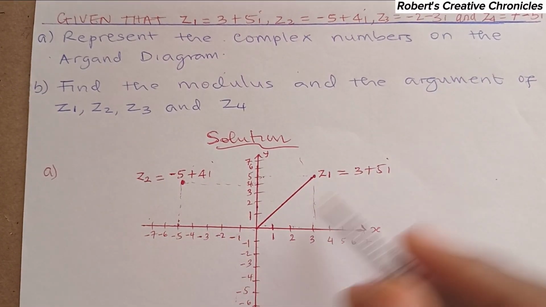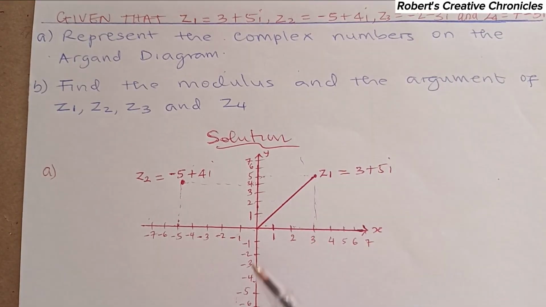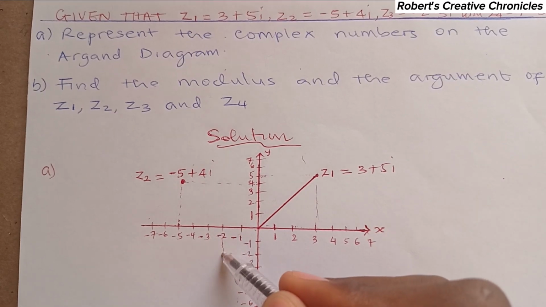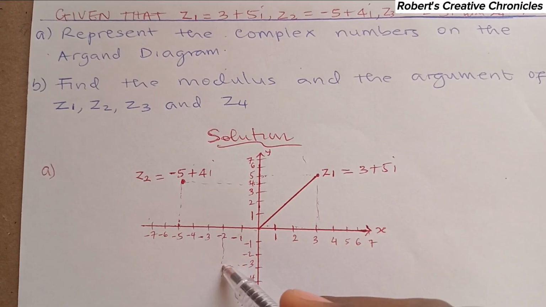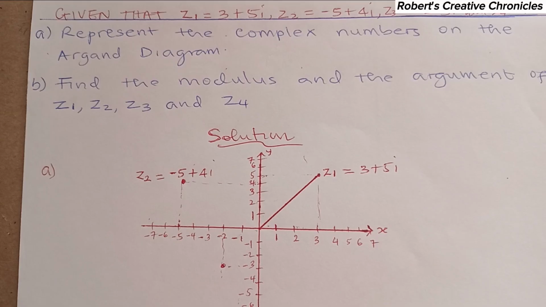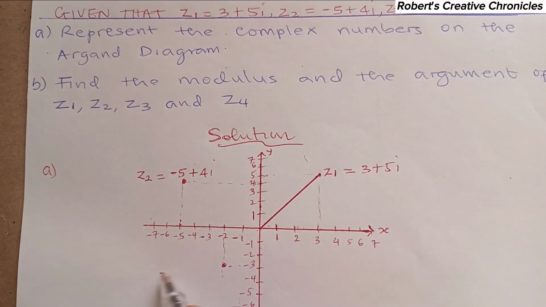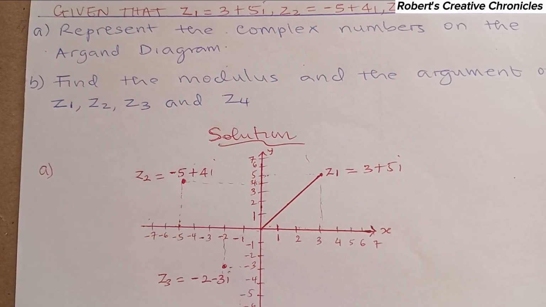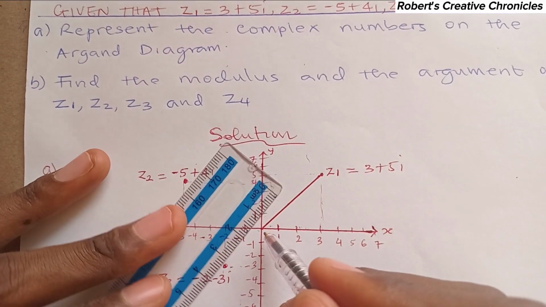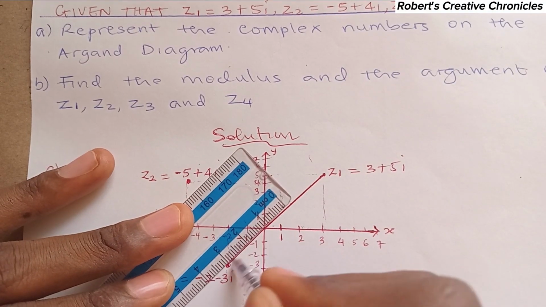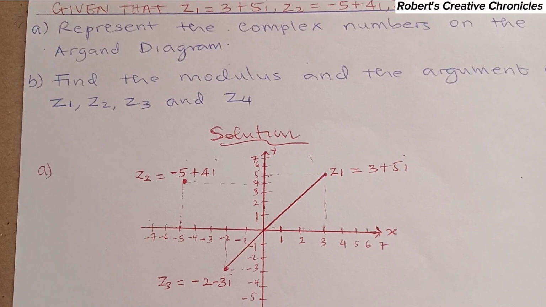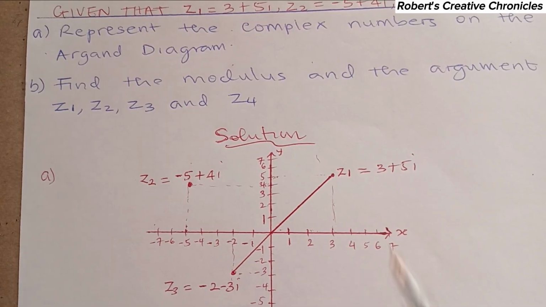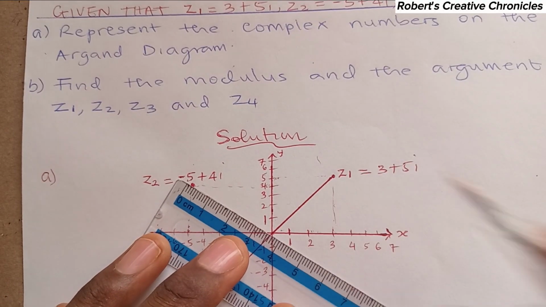So here also is negative 2 and negative 3. The x component is negative 2, and the y component is negative 3. So here is z3, negative 2 minus 3i. So you join it. This is z3. Then z4. And we have not even joined z2, so z2 also you join it.